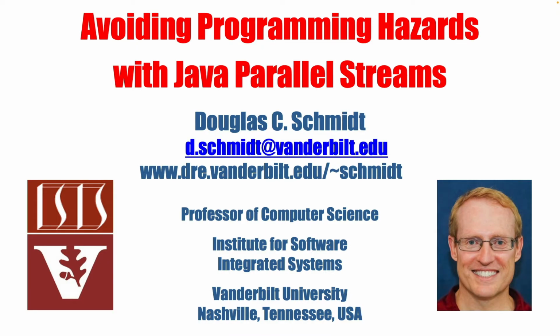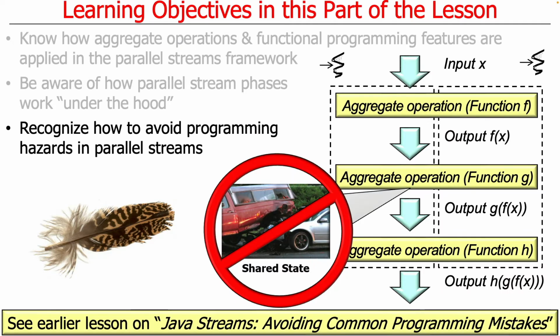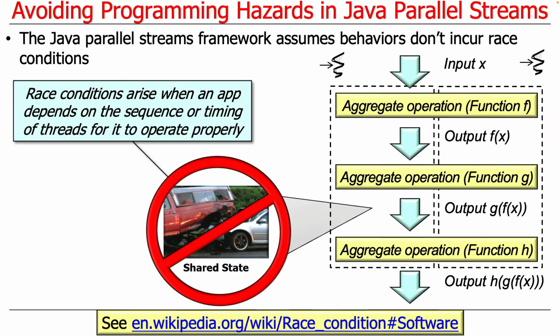So now that we've talked a bit about what parallel streams can do and how it works under the hood, I'm going to also give you a few caveats about some programming hazards that can arise with parallel streams. And we'll talk first about what those caveats and problems are, and then we'll talk a bit about how to avoid them. And you'll get a chance to play around with all this stuff when you do the programming assignments, of course.